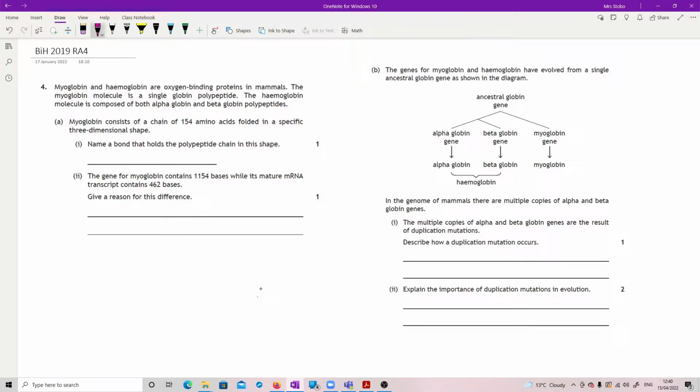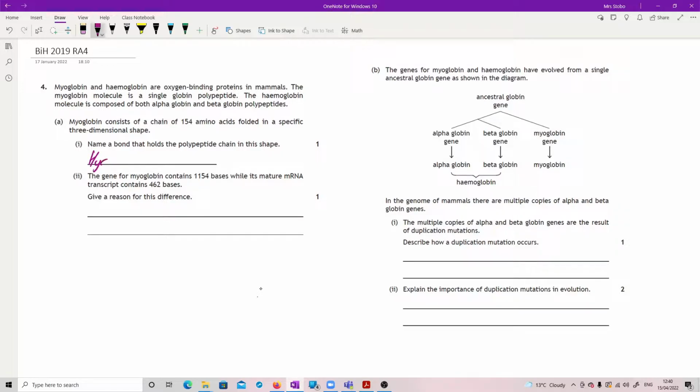Myoglobin. Question 4. Myoglobin and hemoglobin are oxygen-binding proteins in mammals. The myoglobin molecule is a single globin polypeptide. The hemoglobin molecule is composed of both alpha-globin and beta-globin polypeptides. Okay. Myoglobin consists of a chain of 154 amino acids folded into a specific three-dimensional shape. Name a bond that holds the polypeptide chain in this shape.